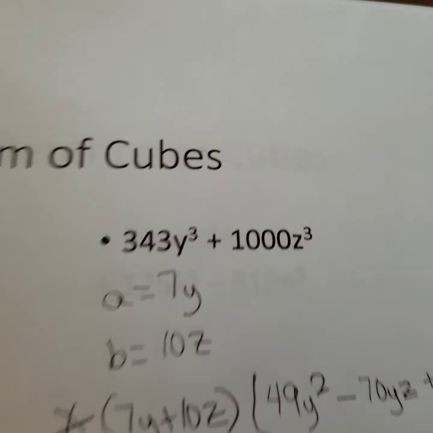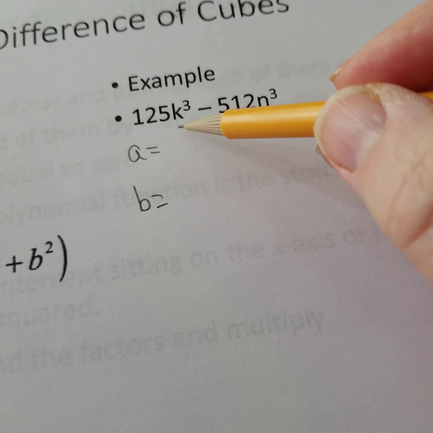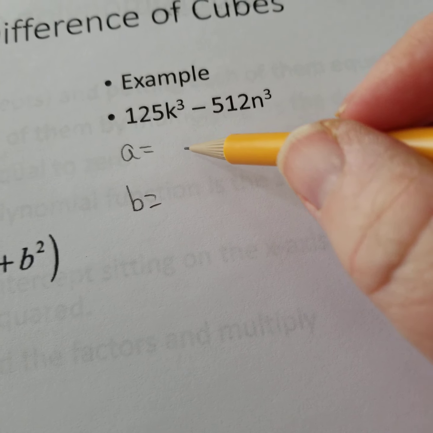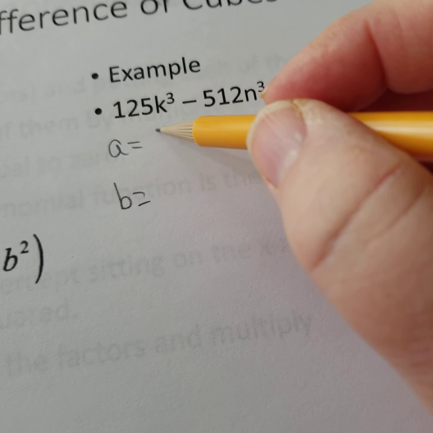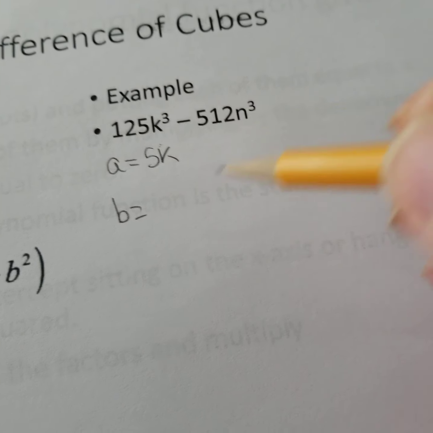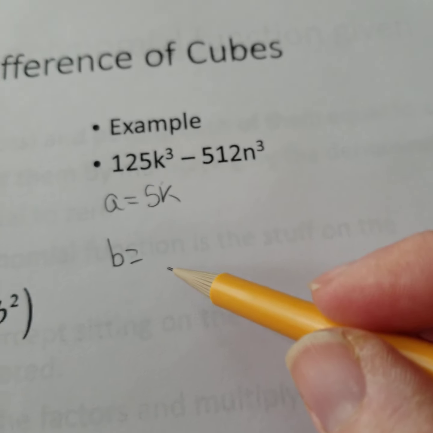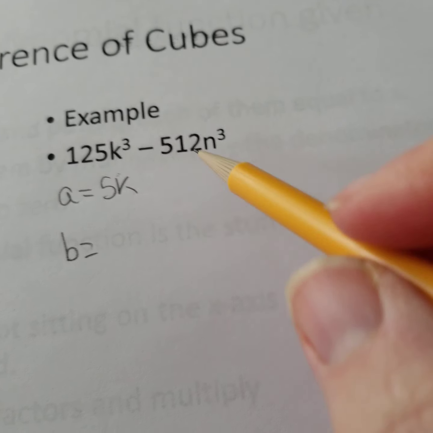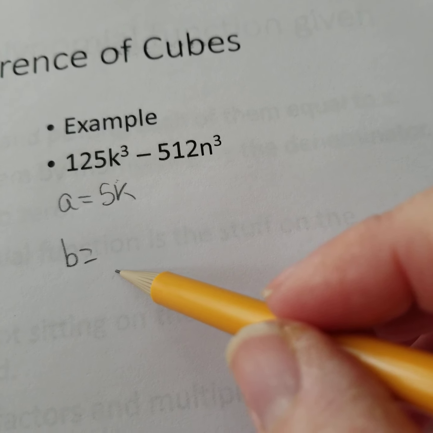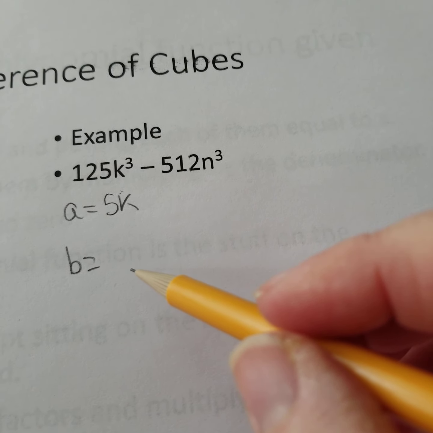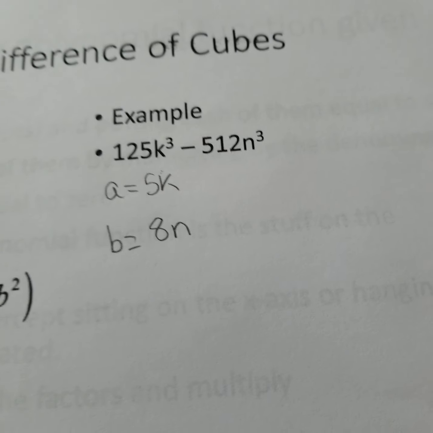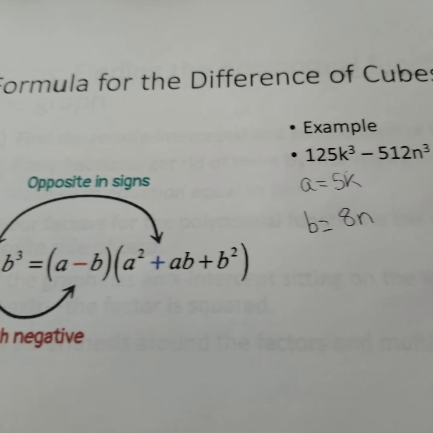The first thing we're going to do is get A and B. A is in the first term of the polynomial, and you need to ask yourself, what did you cube to get 125k to the third, which is 5k. Then to get the second term, the B, you ask yourself, what did you take to the third power to get 512n to the third, which would be 8n. So now we have our A and B, so then we're going to use our formula.